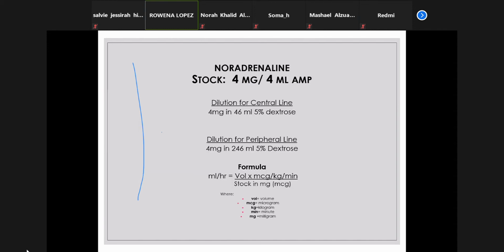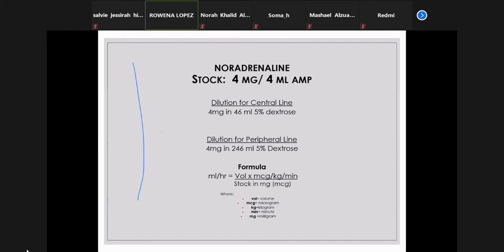So for noradrenaline, the stock is 4 milligrams per 4 ml ampule. Dilution for central line is 4 milligrams in 46 ml of 5% dextrose, and then the dilution for peripheral line. But we actually discourage noradrenaline to be given in a peripheral line because noradrenaline is more potent than the inotropic agent. This is a vasopressor, okay? 4 milligrams in 246 ml, 5% dextrose or NS.